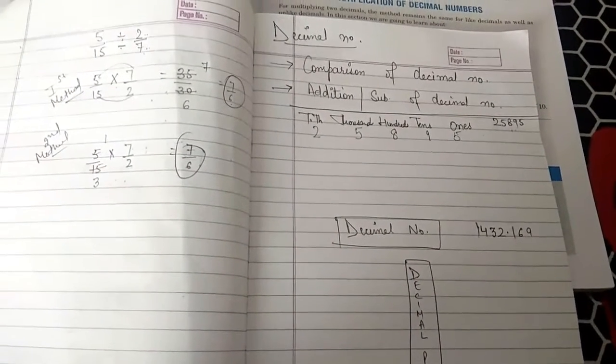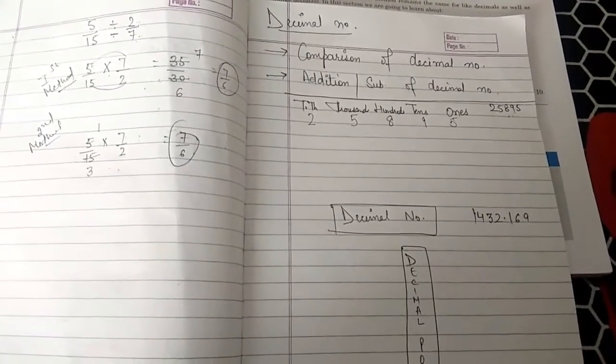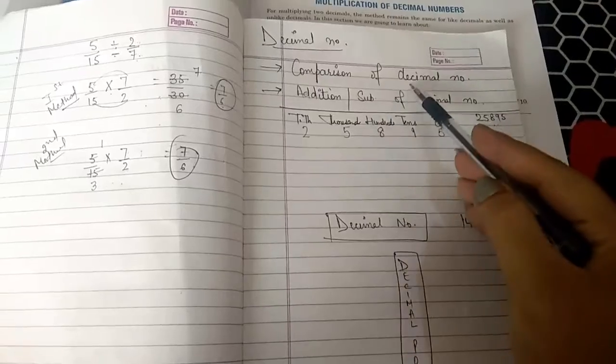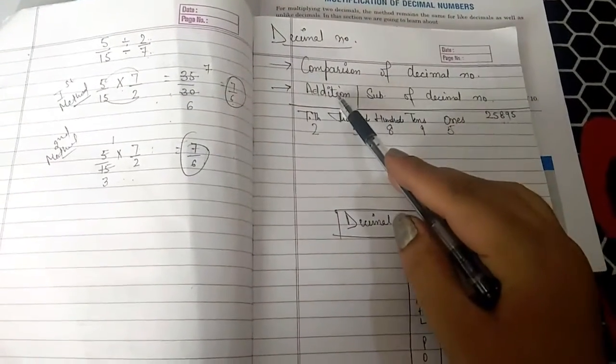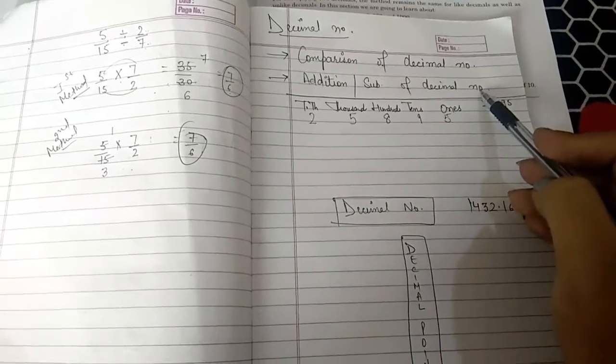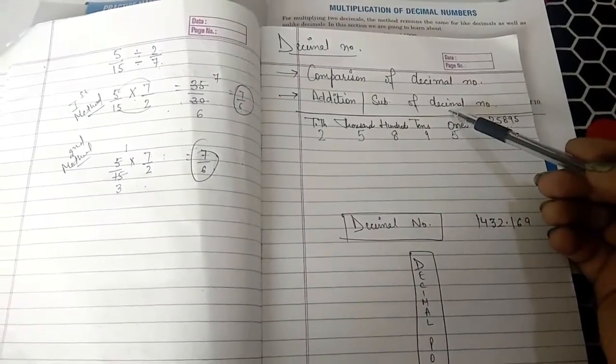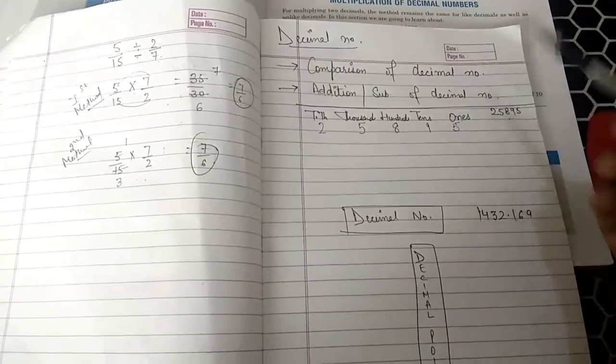So today we will cover two topics. First one is comparison of decimal numbers and second one is addition and subtraction of decimal numbers. But before telling you these two topics, let me tell you one thing.